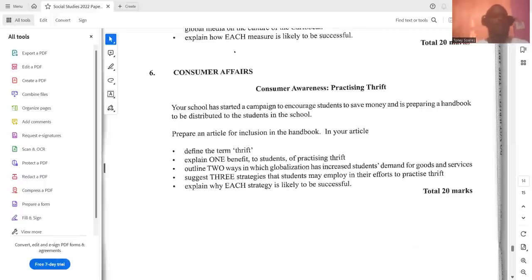All right, good. Next part says suggest three strategies that students may employ in their efforts to practice thrift. Then you are going to explain why each strategy is likely to be successful.